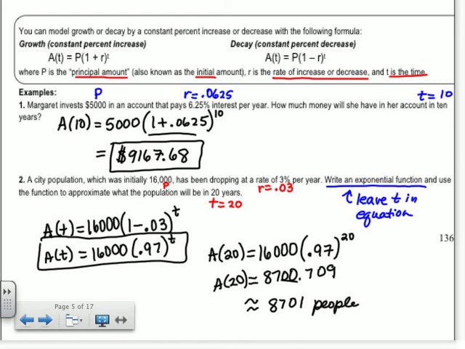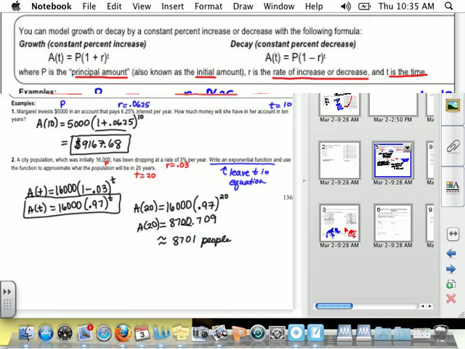All right, is that the last one for that section? Yeah. All right, so let me stop this one.